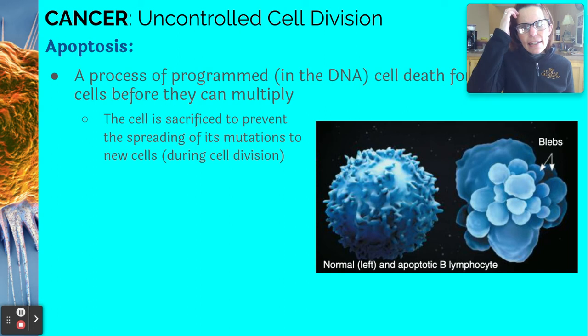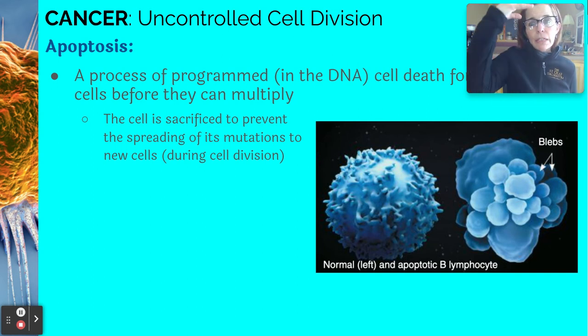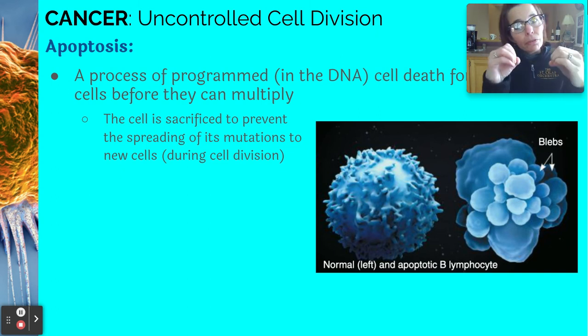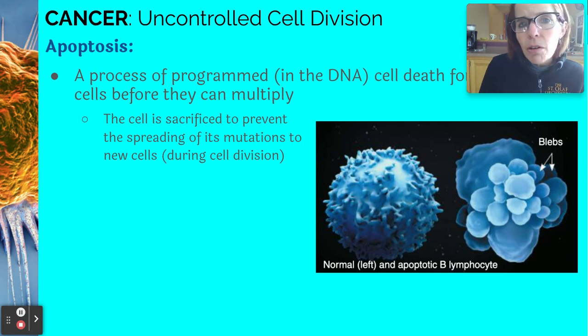So the whole idea is that, especially for cells of a multicellular organism, we're willing to sacrifice individual cells to protect the organism itself. So the cell is sacrificed to prevent the spreading of its mutations to new cells. If I have a mutant cell and it goes through cell division, now I have 2 mutant cells. If they go through cell division, now I have 4 mutant cells, and so forth and so on. So apoptosis is supposed to stop this mutant cell from dividing.